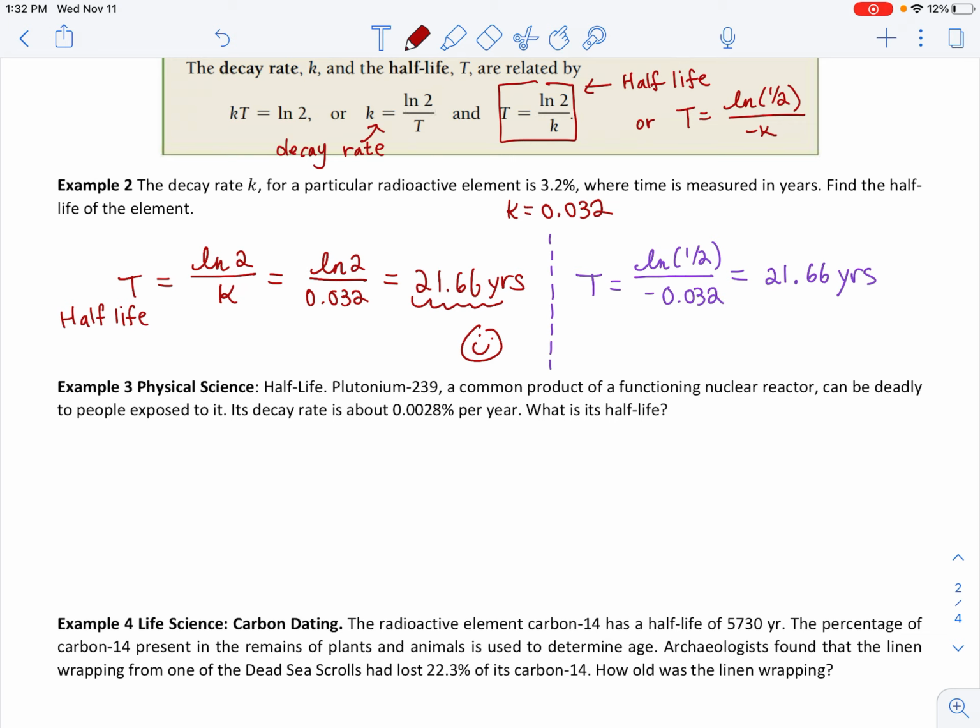Oh, plutonium. What movie did I just watch the other day? Tom Cruise was buying this plutonium, like nuclear.